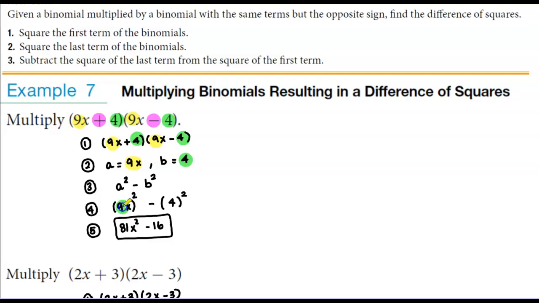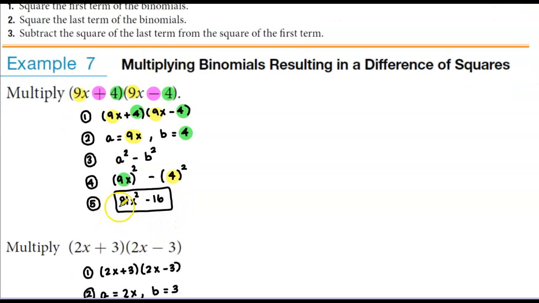So we're going to plug in 9x and then square it. Well, 9x squared gives you 81x squared. And then minus stays the same because that's part of the formula. And then 4 squared is going to give us 16. So therefore, the answer is 81x squared minus 16.